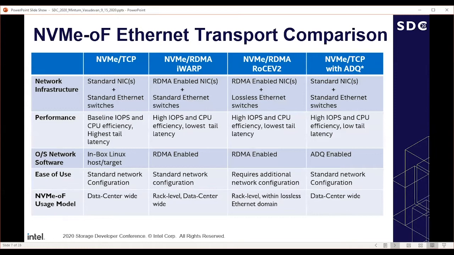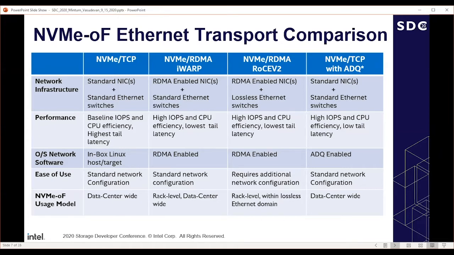As you move over to the right, you look at NVMe RDMA with iWARP in that case, and you have RDMA enabled NICs, and because iWARP is a TCP-based RDMA protocol, you have standard Ethernet switches that could be used. Moving over to RoCEv2 RDMA, again, it's RDMA enabled NICs, and with RoCEv2 being a UDP-based protocol, lossless Ethernet NICs or lossless Ethernet switches are required for that, or highly recommended.